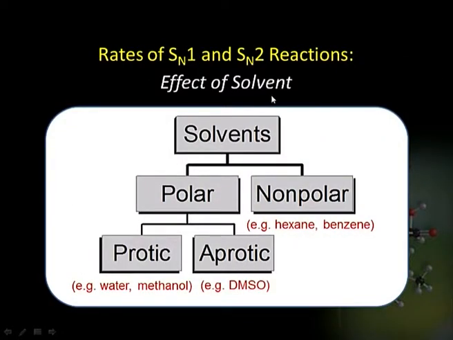Effect of the solvent on SN1 and SN2 reactions. If we look into the solvents, the types of solvents are two: polar and non-polar. The non-polar solvents mostly are organic solvents like hexane and benzene, whereas polar solvents are further divided into protic and aprotic. The protic solvents like water and methanol have a proton which can be hydrogen bonded to another atom. The aprotic molecules are polar, but they do not have a provision for hydrogen bonding. For example, DMSO, dimethyl sulfoxide.